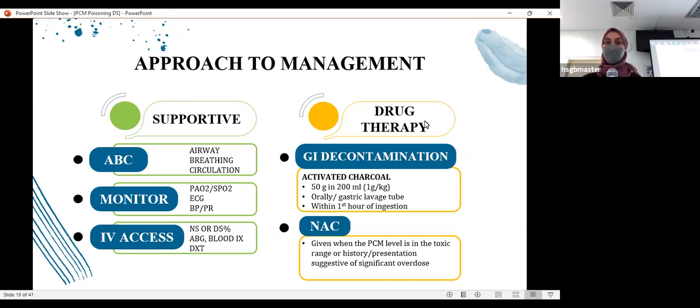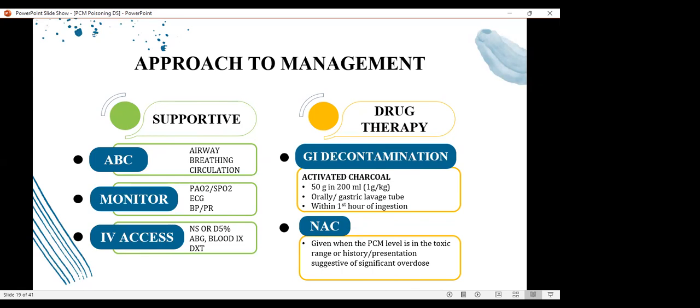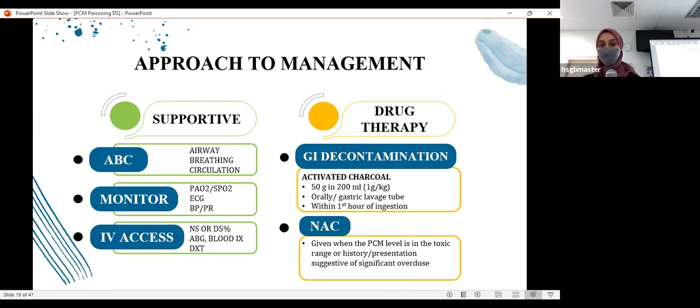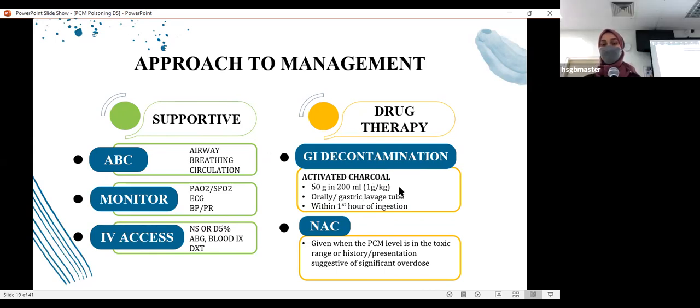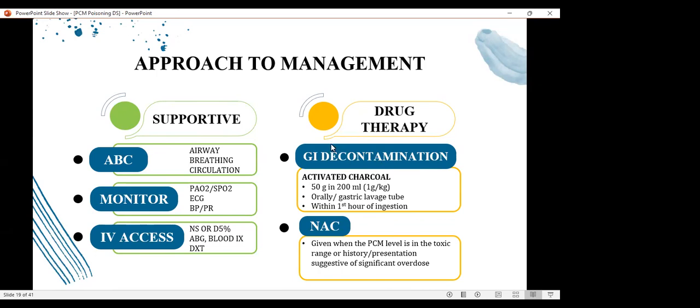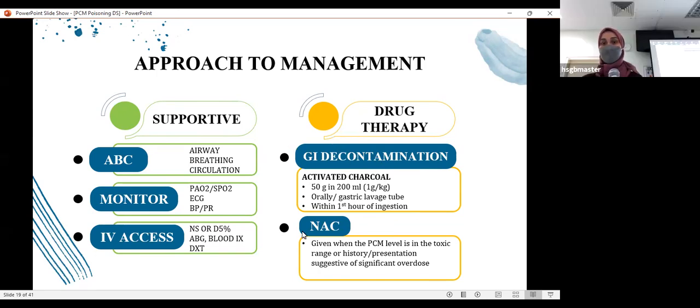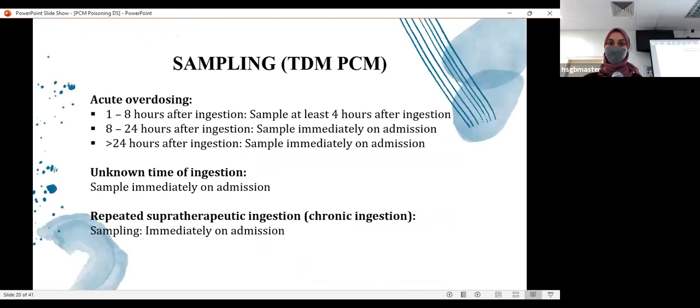All right, so ultimately you need to manage the patient using medications. So if the patient presents to you within the first hour of ingestion, you can give the patient activated charcoal. So how do you give it? You can either give it orally or through a feeding tube. You give 50 grams in 200 mls of water. For pediatrics, the maximum dose is 1 gram per kg. Another medication that we would like to administer is NAC. It is given when the PCM level is in the toxic range or the history of presentation is suggestive of significant overdose. We'll explain more about NAC later.